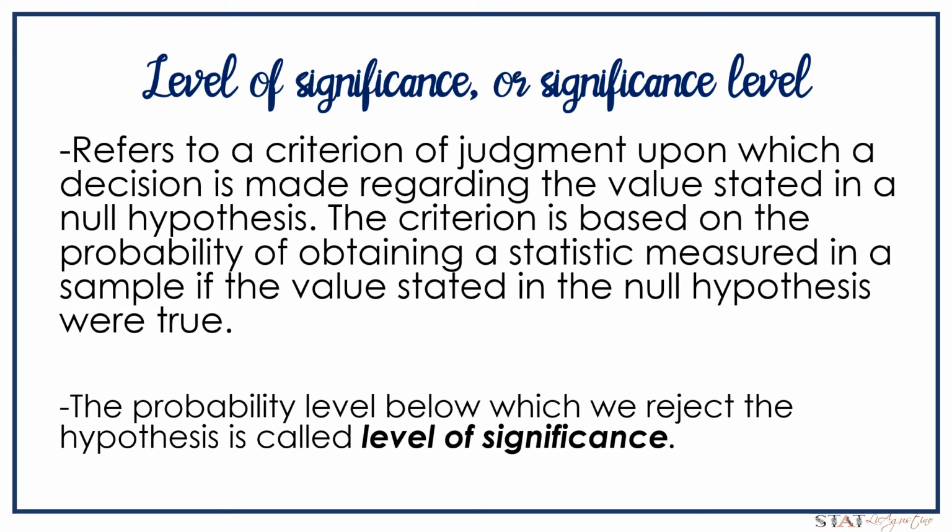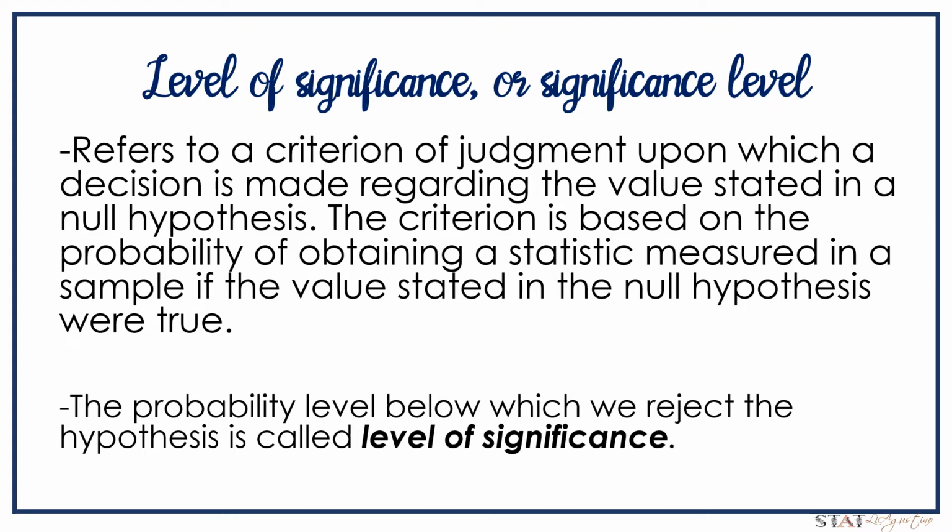So, what is this level of significance or significance level? It refers to a criterion of judgment upon which a decision is made regarding the values stated in a null hypothesis. The criterion is based on the probability of obtaining a statistic measured in a sample if the values stated in the null hypothesis were true. It is the probability level below which we reject the hypothesis. In behavioral science, the level of significance is typically set at 5% or 1%.